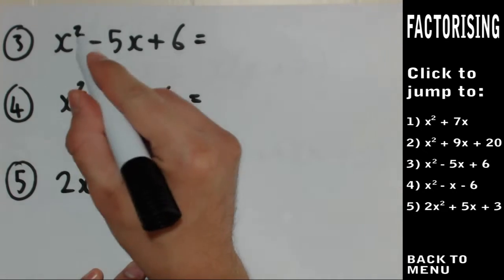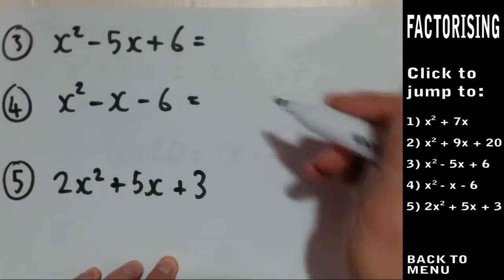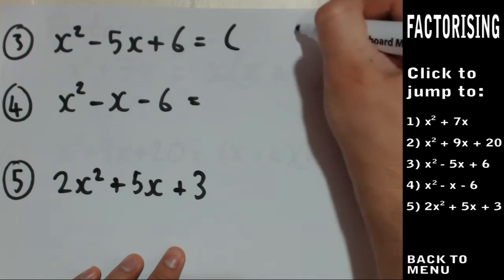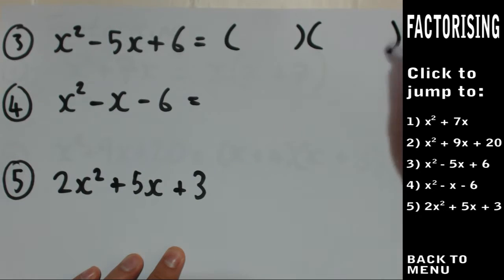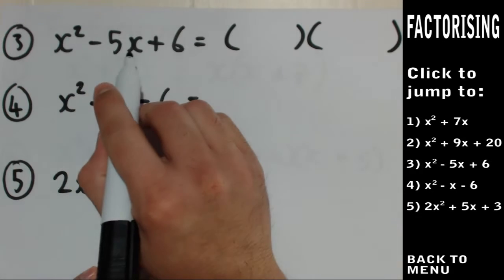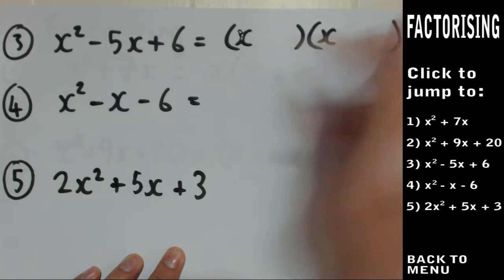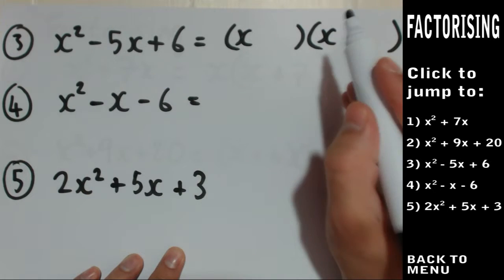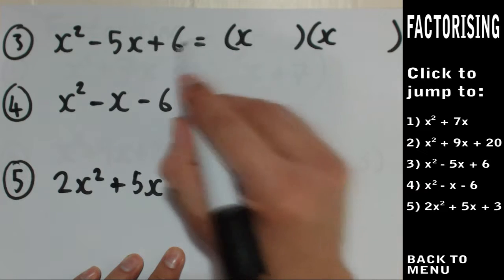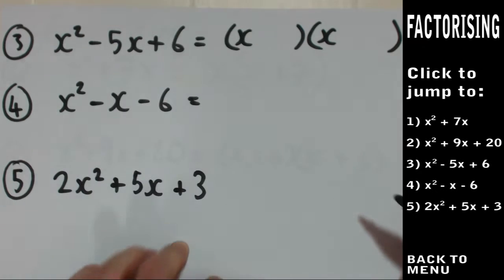Question 3. X squared minus 5x plus 6. So again, it's another double bracket question, because you've got the x squared, you've got the x part, and you've got the number on its own. So x times x gives us x squared. Two numbers that multiply to give 6 and add to give minus 5.